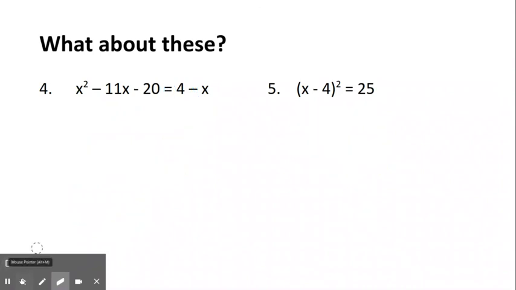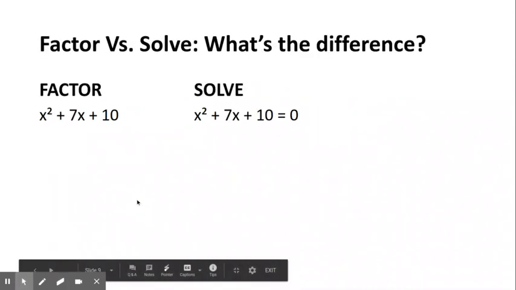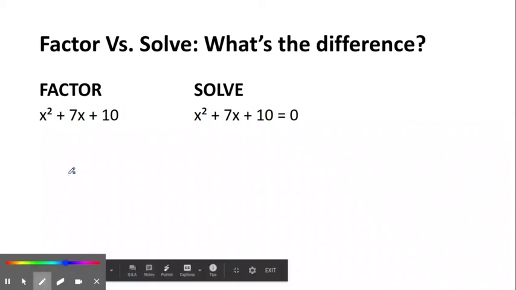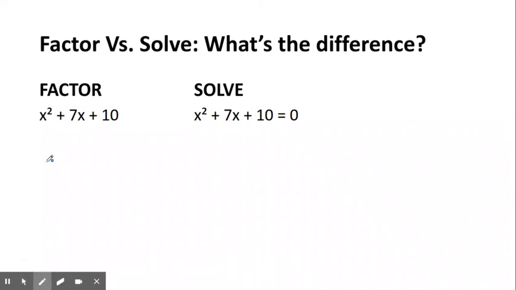There's one last part to this lesson, and it addresses a common mistake students make. It's the difference between factoring something and solving something. When you are factoring something, what does that word factor mean? We use it a lot, but I want to review what it means. To factor something means to rewrite something as a multiplication problem.